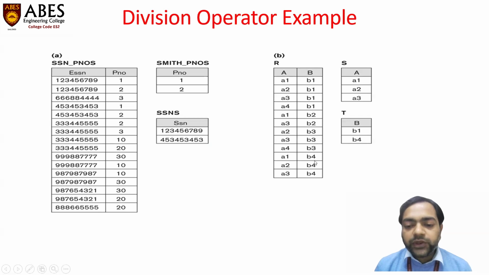Next, we'll see B4. B4 will have A1, A2, and A3. So here B4 will cover all the values of attribute A of relation S. So we can include this particular value B4 as our tuple in the resultant relation. So this is how the division operator works.